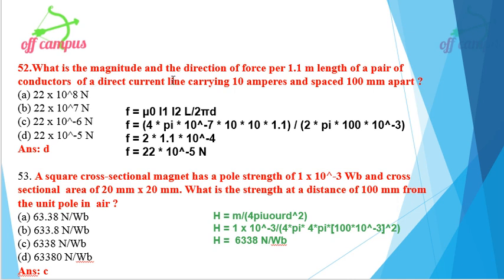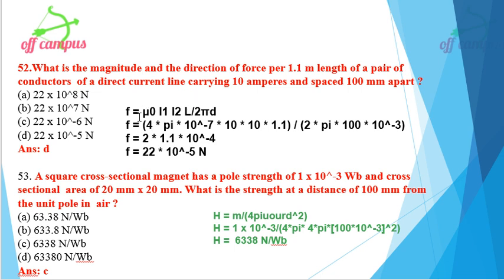What is the magnitude and the direction of force per 1.1 meter length of a pair of conductors of a direct current line carrying 10 amperes and spaced 100 millimeter apart? We need to find out the magnitude and direction of force. How can we relate the force formula? F equal to mu naught into I1 I2 L divided by 2 pi d. Okay, so substitute the values for each and everything, and we will find the answer.